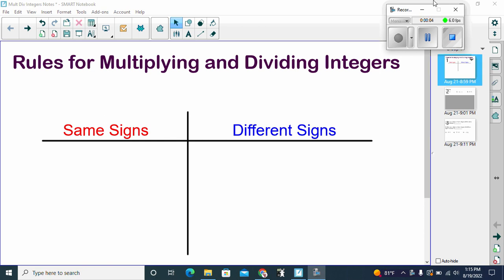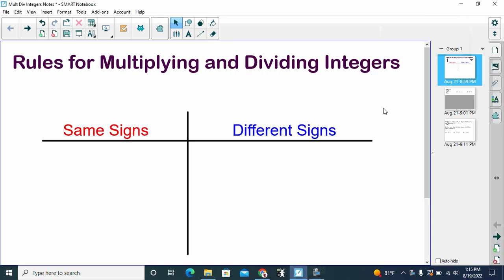Hi class, everything we have talked about thus far has dealt with adding and subtracting of integers. Today we are going to talk through the rules for when we multiply or divide integers. We do have relatively short notes today, so get your notebooks out if they're not already. And we are going to talk through the rules for multiplying and dividing integers.